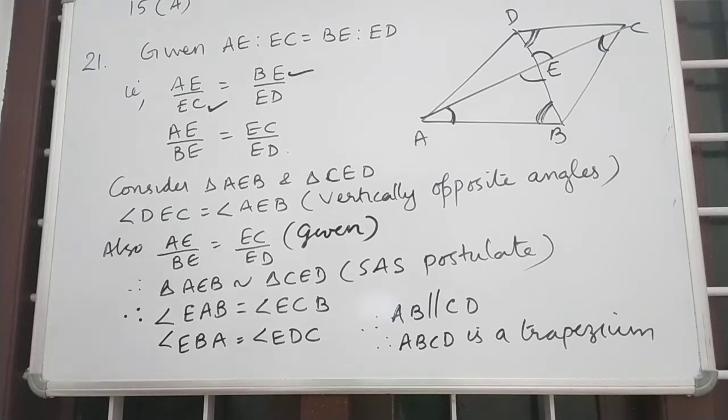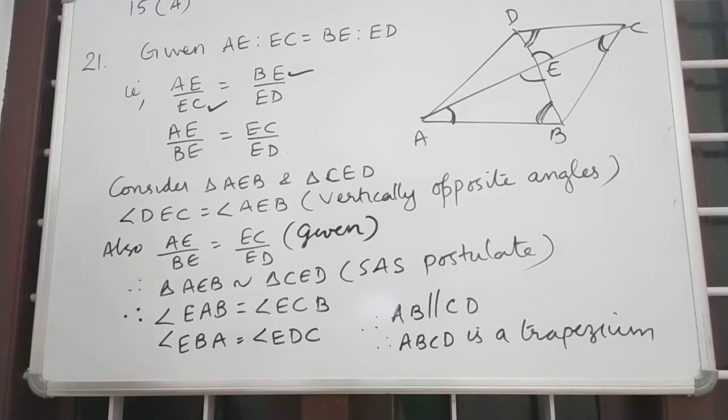If it is parallel, we can say that two are alternate angles. Since these two are alternate angles, just the converse of that, AB is parallel to CD. If AB is parallel to CD, what is the condition for a trapezium? One side parallel. So AB parallel to CD means we can say that ABCD is a trapezium.